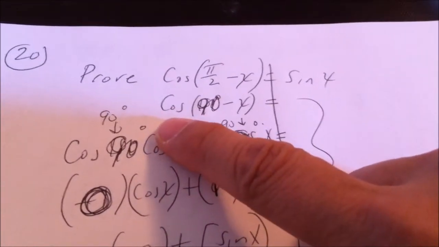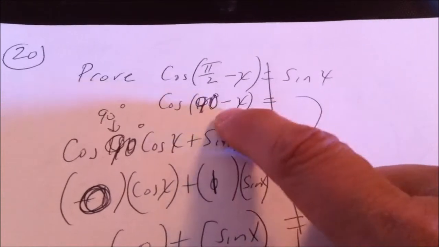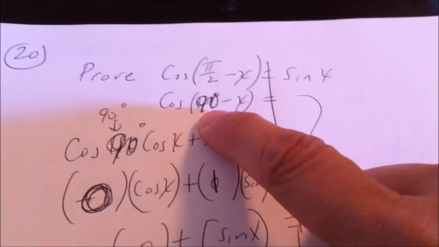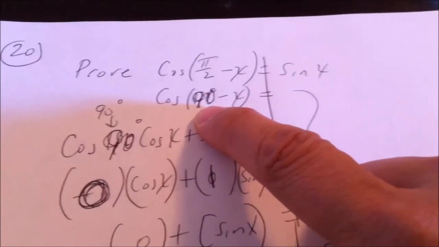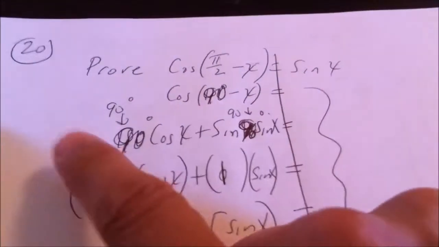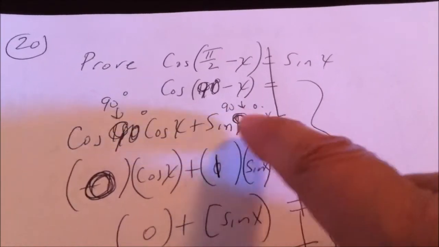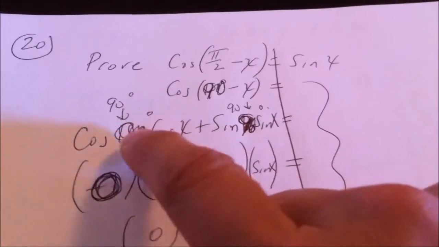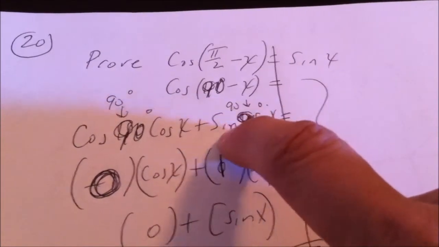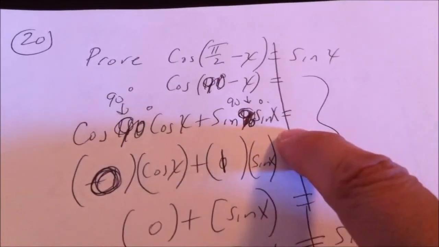So what we're going to do is go to our reference sheet and pull off the formula for cosine of a minus b. For a, whenever we see a's, we're going to substitute 90 degrees. Whenever we see b's, we're going to substitute x's. So it's cos a, cos b, plus sine a, sine b. So you can see for the a's, I put 90s. That's a 90. Forgive me for that sloppiness. And for the b's, I put x's.